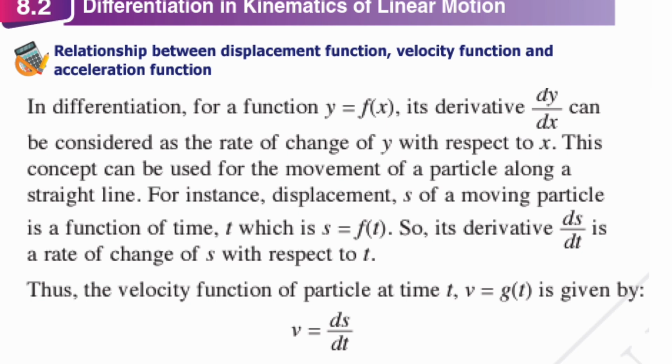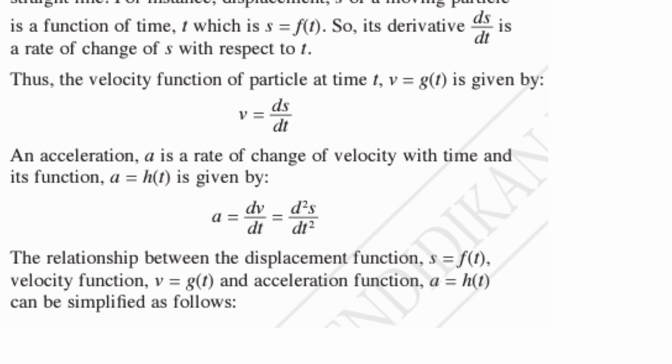So its derivative ds/dt is the rate of change of s with respect to t. ds/dt is actually the velocity function of the particle at time t. So we say v is actually a function in terms of t. So v is ds/dt.